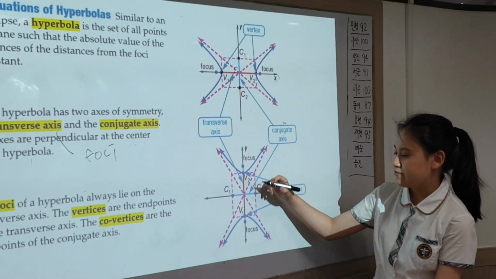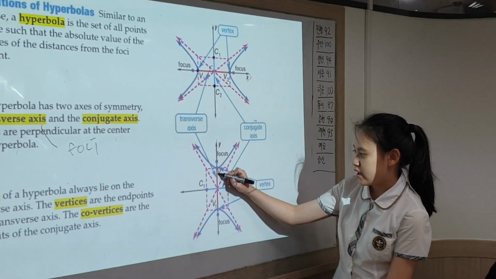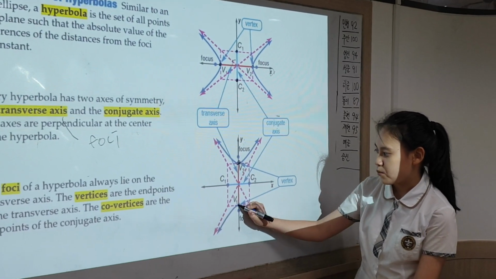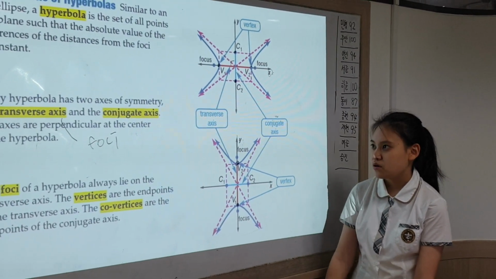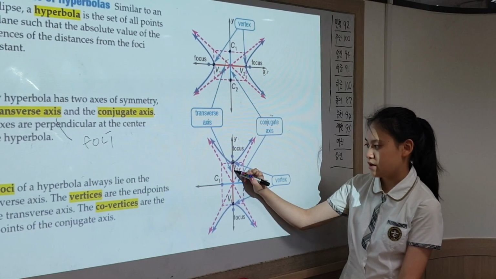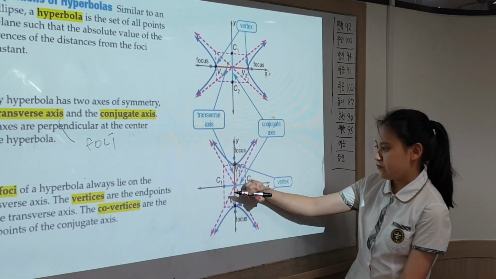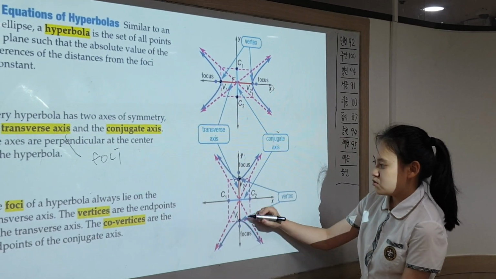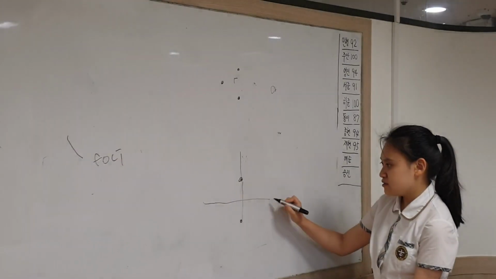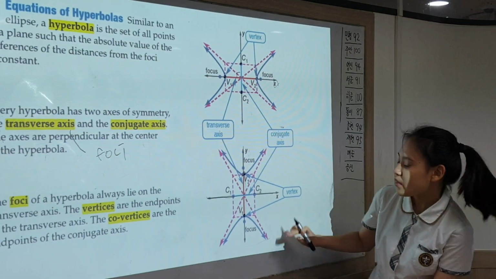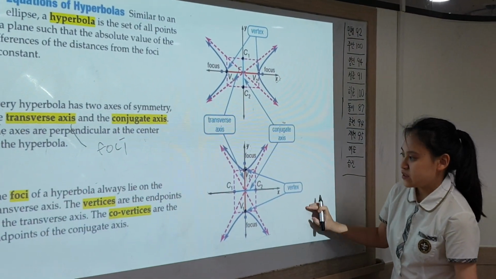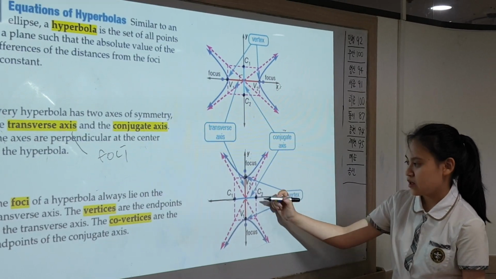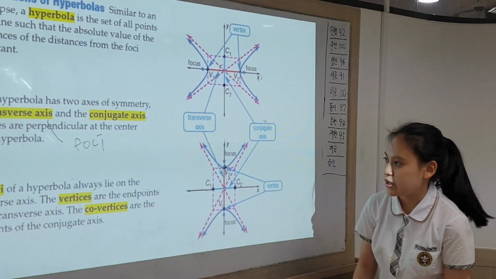So the transverse axis will be on the y-axis, and the vertex is this point and that point. So the transverse axis will be from here to there. And since we have to find the axis that is perpendicular to the transverse axis, which will be the x-axis, let's find the co-vertices, and here will be the points C1 and C2. It's kind of there.